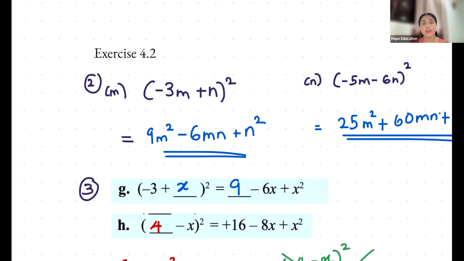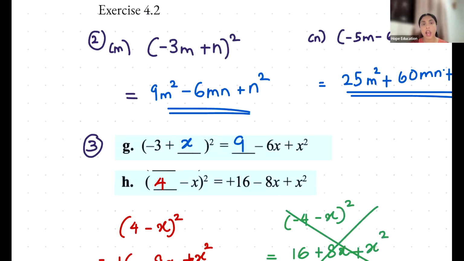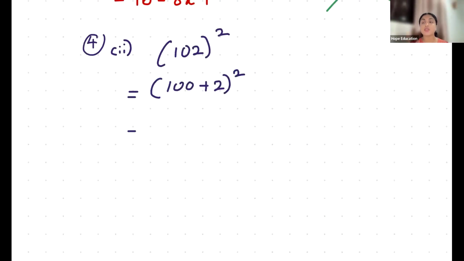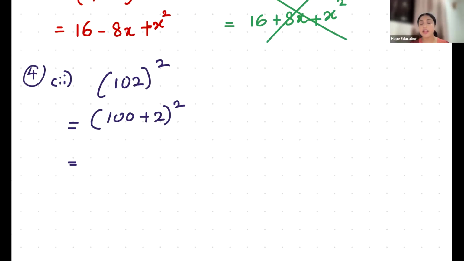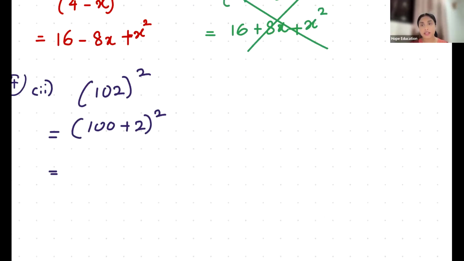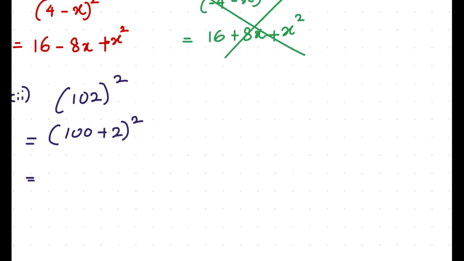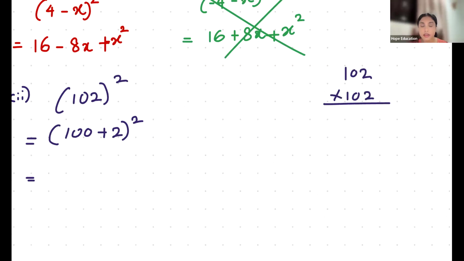in the usual way, we are going to simplify this. How do we simplify? First, we are getting the square of the first term. The first term is 100, no? Teacher, why do you write it 100 plus 2? Because now I told you this is a shortcut. 102, there's one way you can find the square of 102.